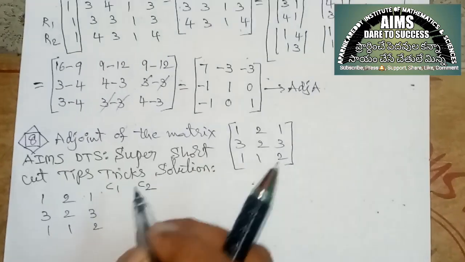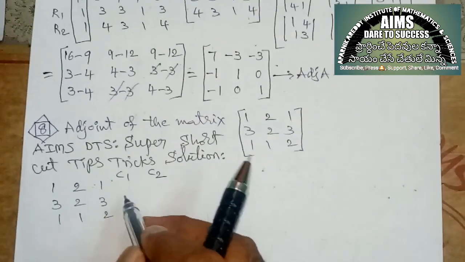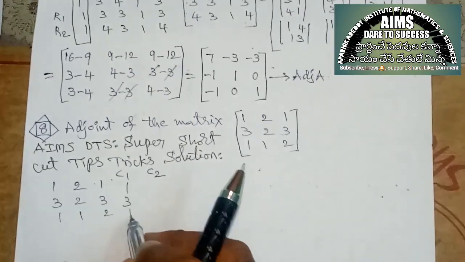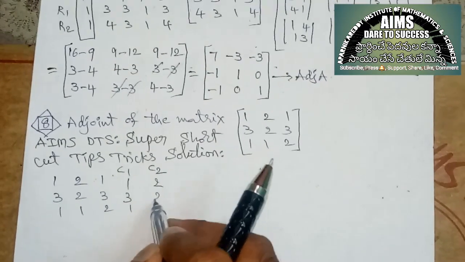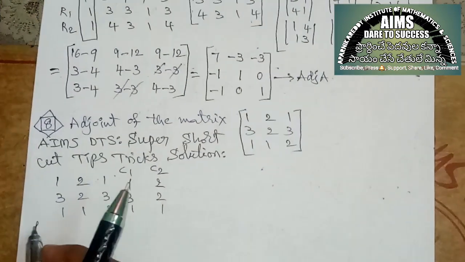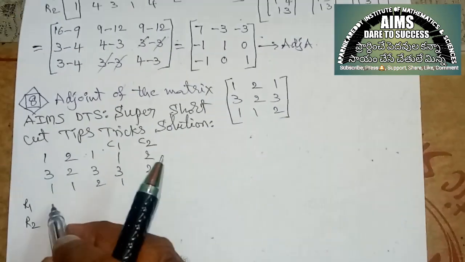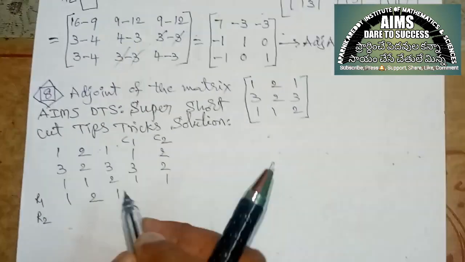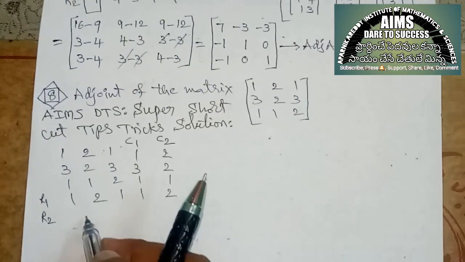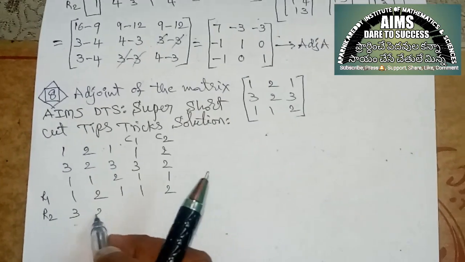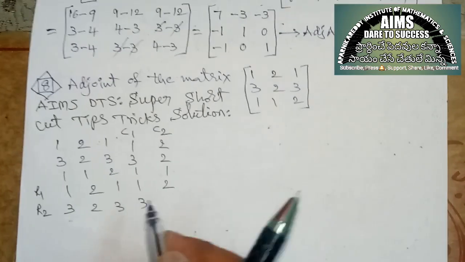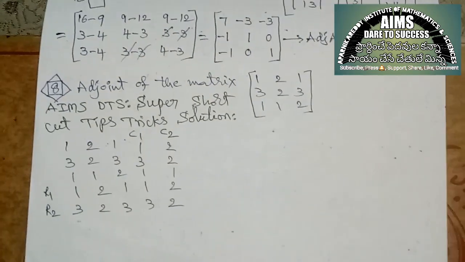column 1, column 2, similarly you can write it. Column 1 is 1, 3, 1. Column 2 is 2, 2, 1. After writing this part, row 1, row 2 as it is, copy paste. Row 1: 1, 2, 1, 1, 2. Row 2 values: 3, 2, 3, 3, 2.